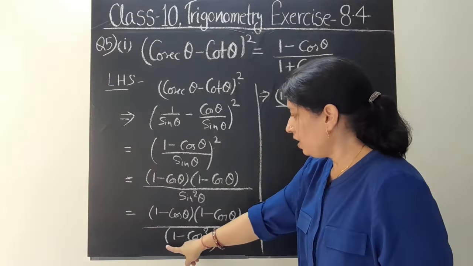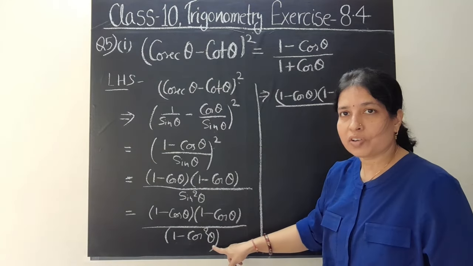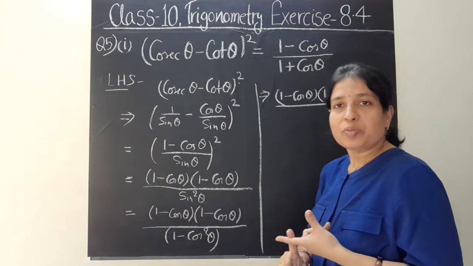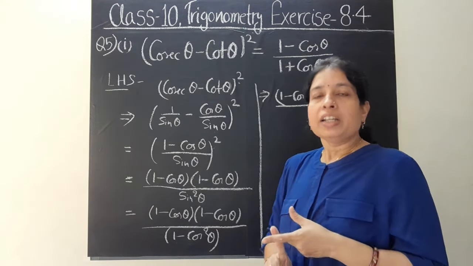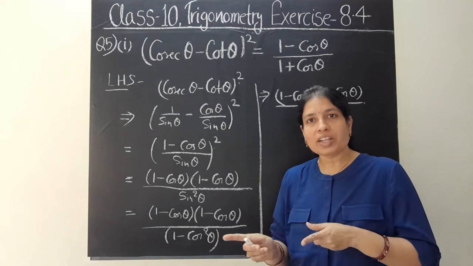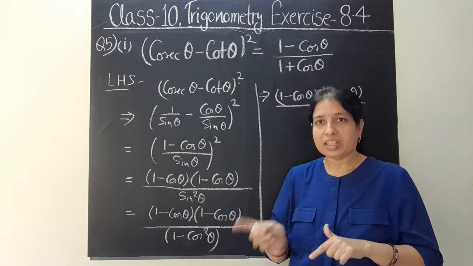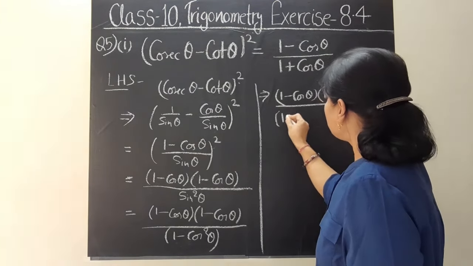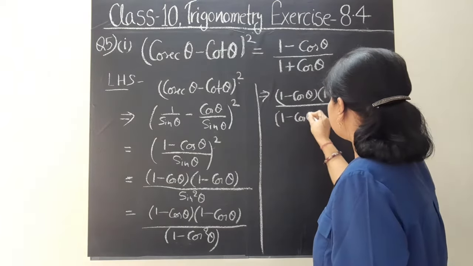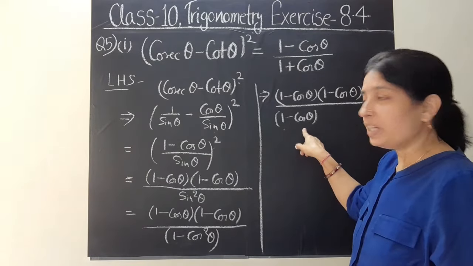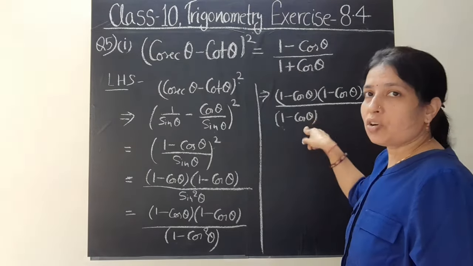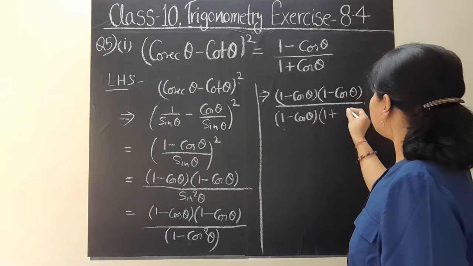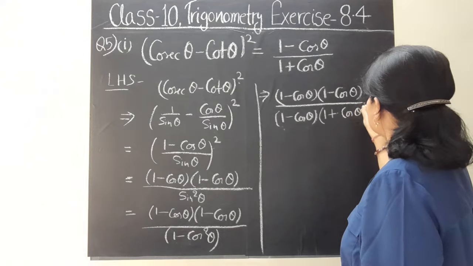And look here, it is 1 minus cos square theta. It is the same as a square minus b square. What is the value of a square minus b square? Yes, a square minus b square is equal to a minus b into a plus b. So use that. So you can write here 1 minus cos theta. This is a minus b, a is 1, b is cos theta. Then 1 plus b, b is here cos theta. So write 1 plus cos theta.